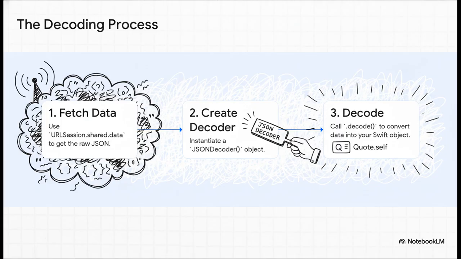Okay, so how do we actually put this to use? It's basically a three-step dance. First, you get your raw JSON data, probably from an API call using URLSession. Second, you create a JSONDecoder object. And third, this is the magic line, you just call .decode, tell it what you want to create, in this case a Quote, and hand it the data. Swift handles the entire mapping process behind the scenes.